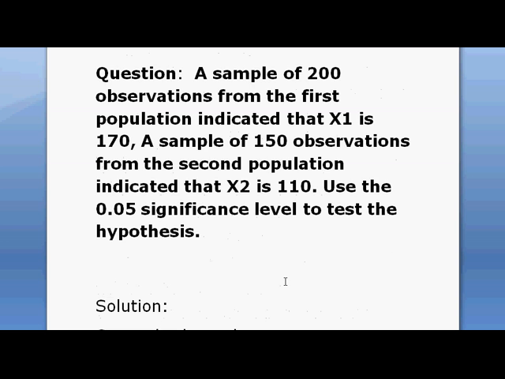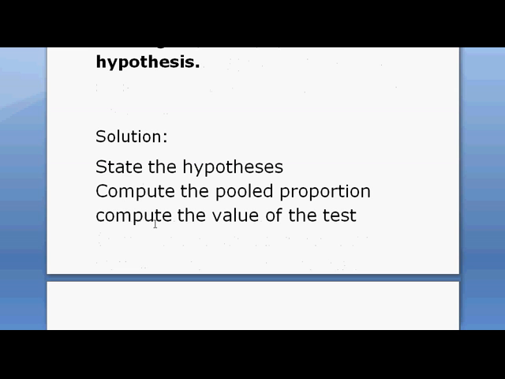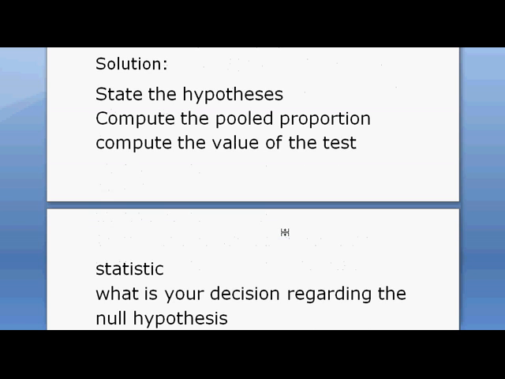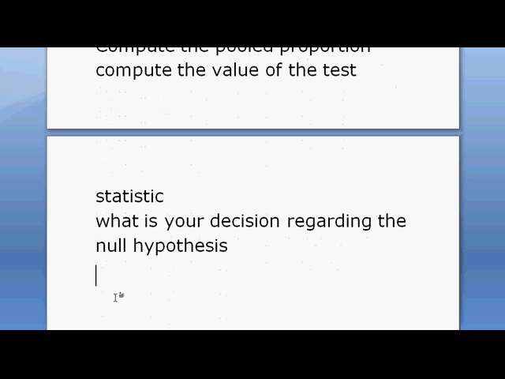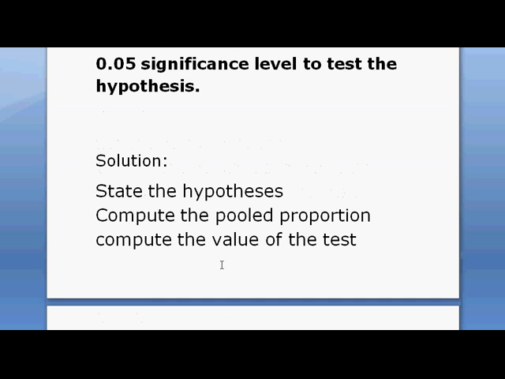Now, in order to test this, we need to carry out the following steps. The first step is state the hypothesis. Second is compute the pooled proportion. Third is compute the value of the test statistic. And fourth is what is your decision regarding the null hypothesis. So let's first set the hypothesis.